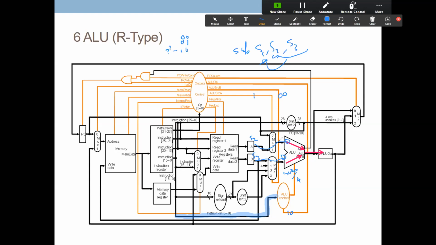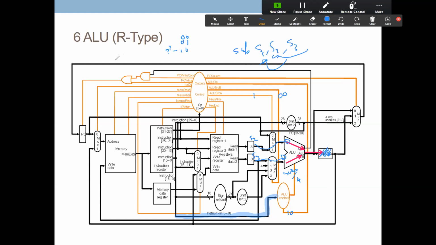So I will perform an operation, AND or whatever it is, and I will store the result in the ALU out register. Now what's left is that I need to take this value and write it to S1. So here I calculate S2 minus S3 and I put it in this register. The next thing is that I will take this value and write it to the register file.